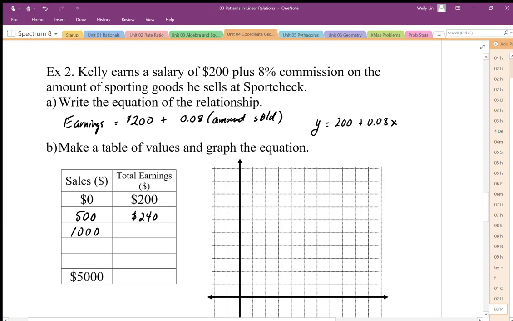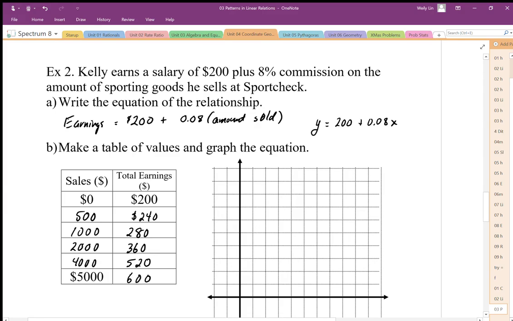Let's go up to 1,000 here. $1,000, they'll earn $80 on 1,000. So we're going to end up with 200 plus 80, or 280. Let's go up to 2,000, 4,000 here. $2,000 is going to be $160, so 360. $4,000 times 0.08 is 320 plus the original 200 is 520, and then for another $1,000, or $5,000, we're going to earn $400 plus the original 200, which is $600.